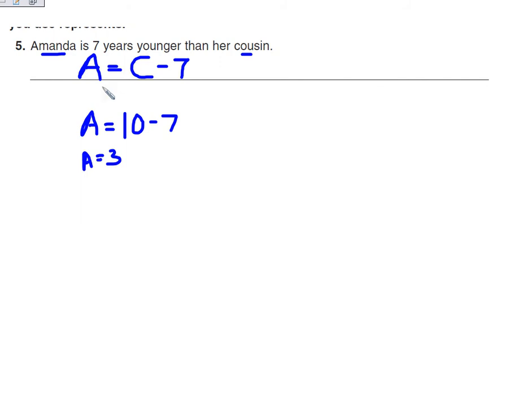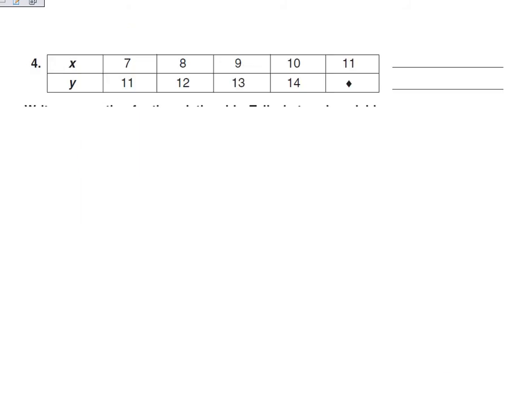Let's go on. Here we have another one. 7 to 11, 8 to 12, 9 to 13. So I'm going to find y. What happens to x to give me y? Well, it looks like y is exactly 4 greater than x. 7, 8, 9, 10, 11. That's plus 4. 8 plus 4 is 12. 9 plus 4 is 13. So y equals, the output, whatever x is, plus 4.